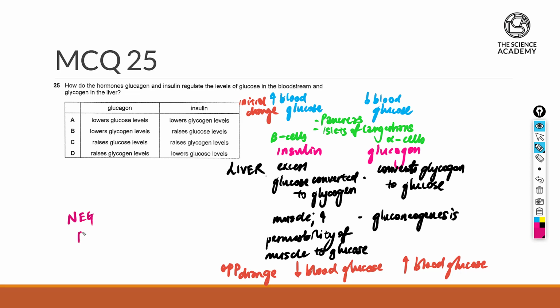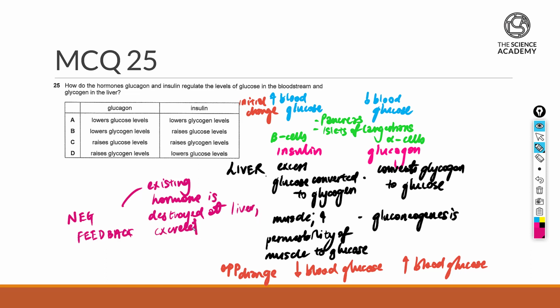Once negative feedback has been achieved, two very important mechanisms kick in to prevent the body from overcorrecting. Firstly, all the existing hormone is destroyed at the liver and excreted at the kidney. As well, communication is done towards the endocrine gland to shut down production of hormones.